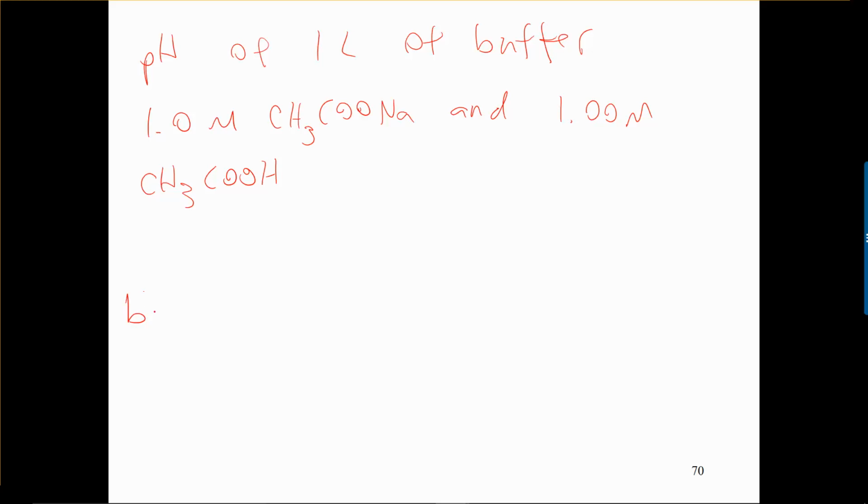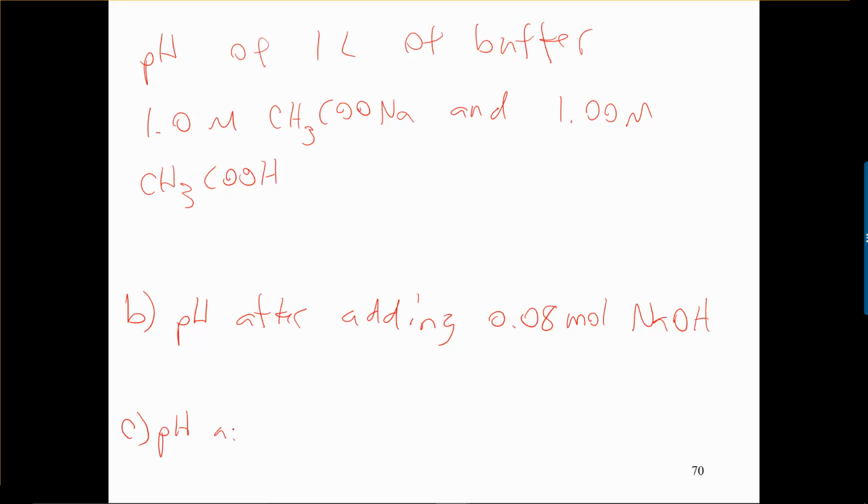And then part B is pH after adding 0.08 moles of NaOH. And C is pH after adding 0.12 moles of HCl. Okay, Ka equals 1.8 times 10 to the negative 5.